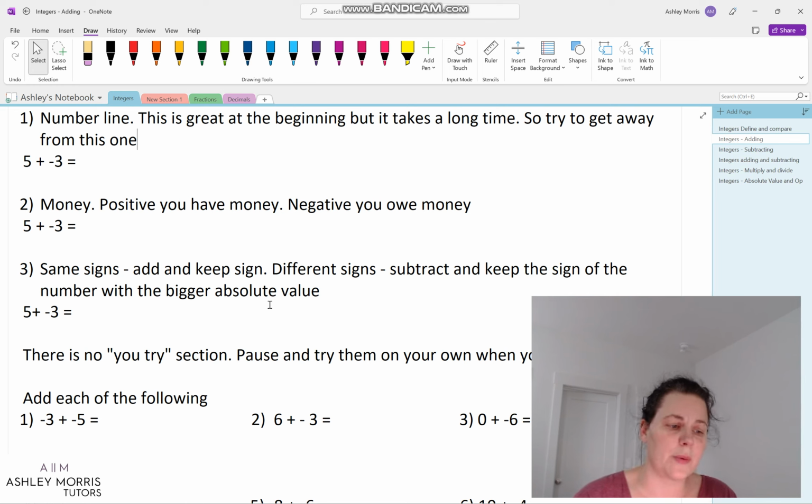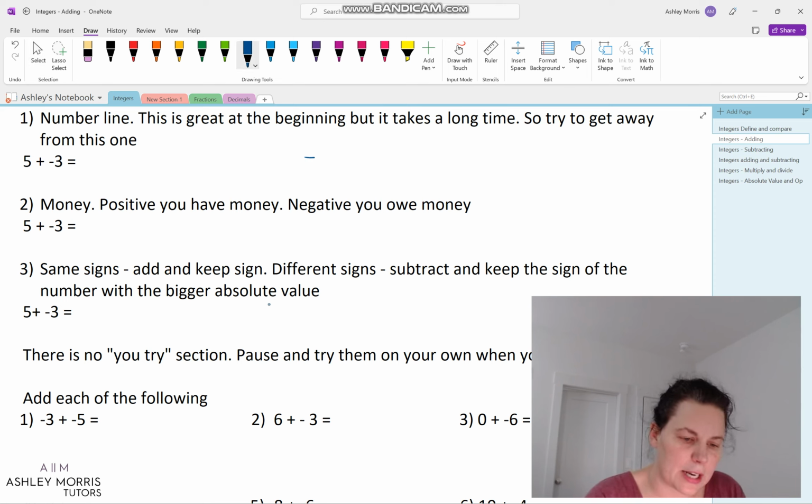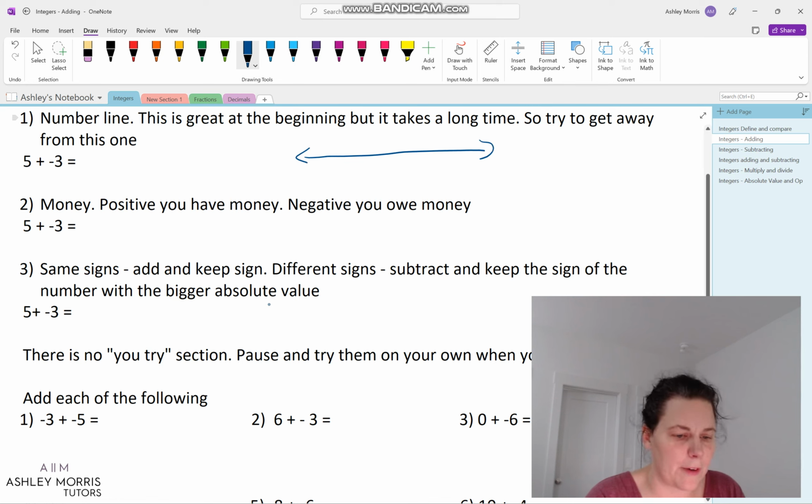The first one I'm going to show you is the number line. It's fine. You can totally use it. It gets really time consuming, especially if you're working with big numbers. So if you want to start with this one just to kind of get an idea, totally fine. But I really recommend that you get away from this one just because it takes so long.